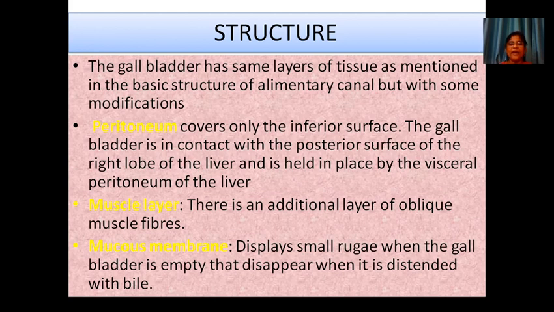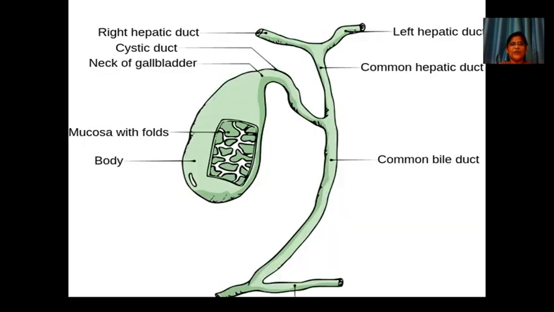These rugae will be present when the gallbladder is empty. If the gallbladder is distended with bile, the rugae will disappear. Okay, that's all about the structure or histology.